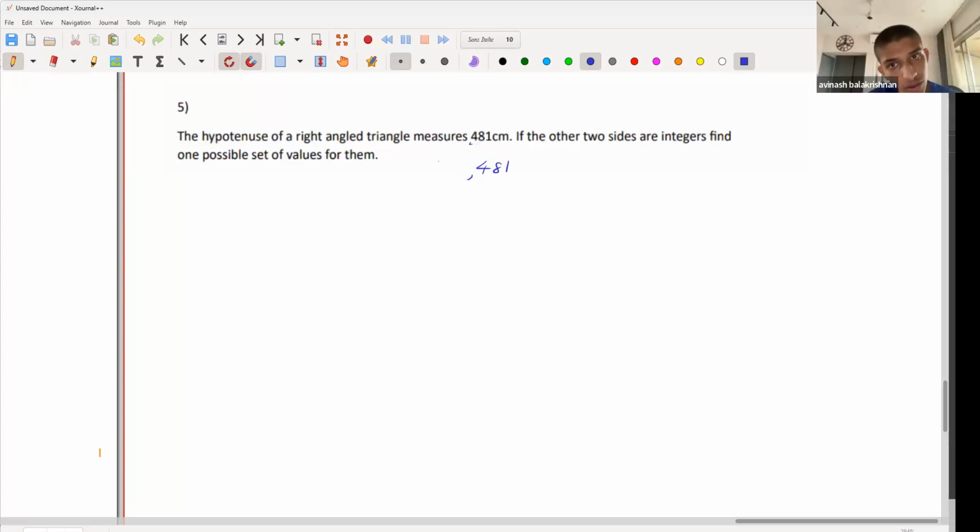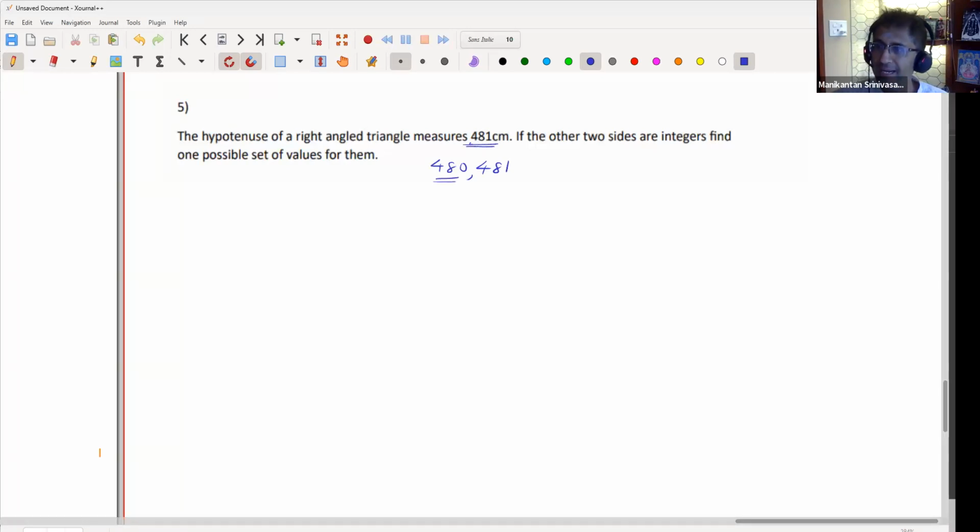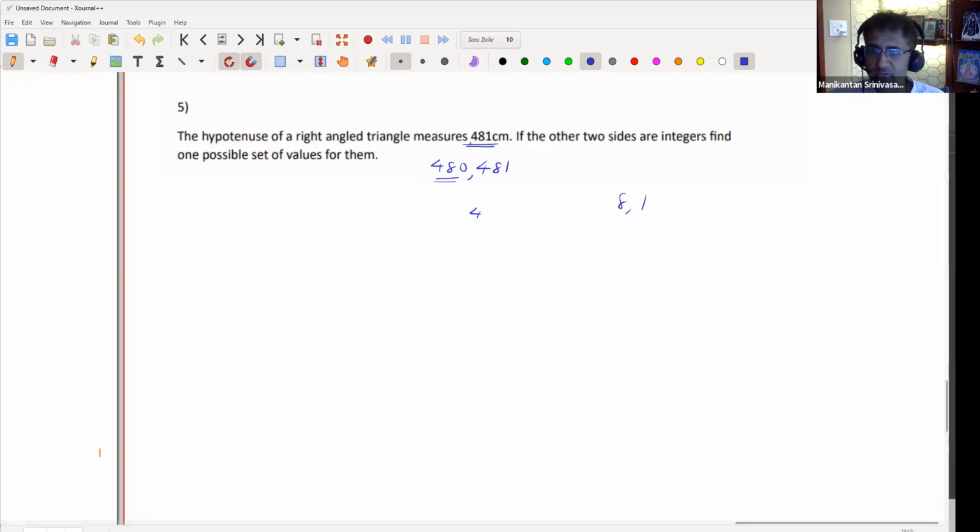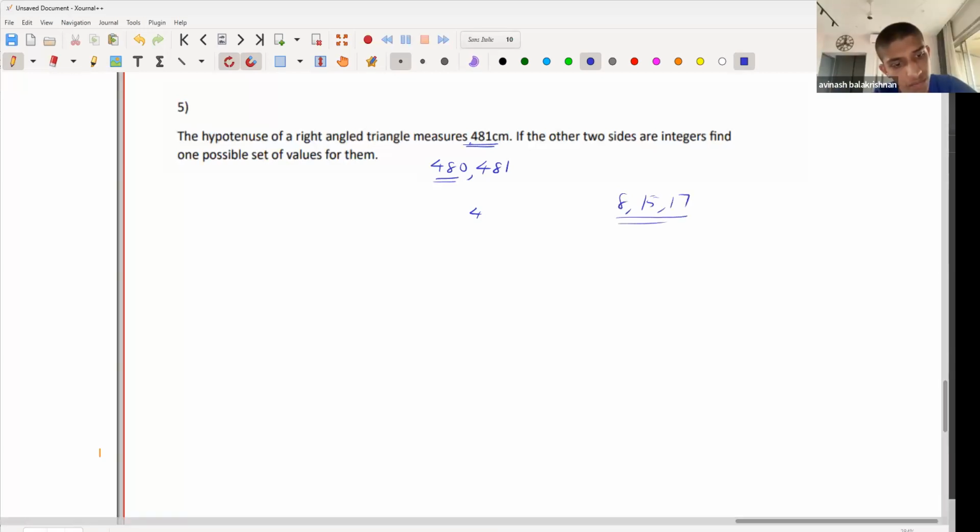Why did you guess that the other one is 480? I first guessed 482, but then I changed it, because the longest one is the hypotenuse. That is 481. But why did you guess the other side to be one less than this, something near it? No, I just assumed it randomly. We have 8, 15, 17 also, right? Yeah, right. But go ahead, please.